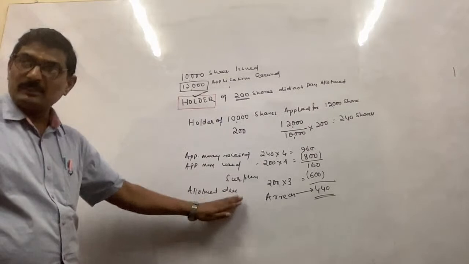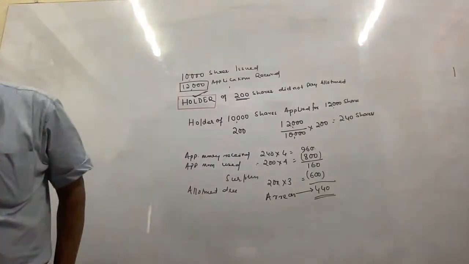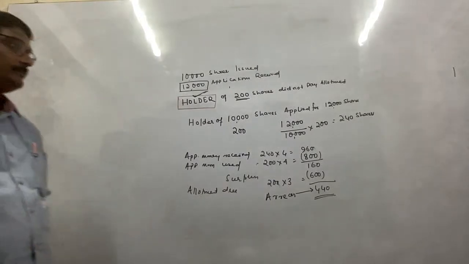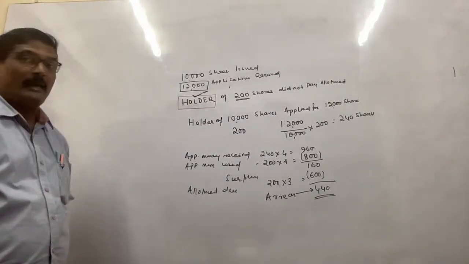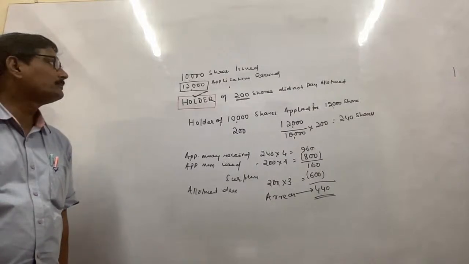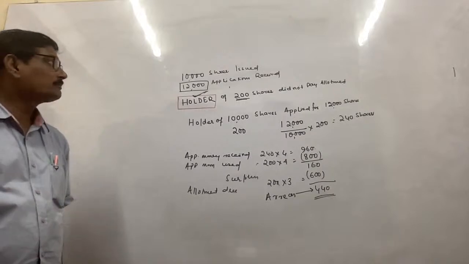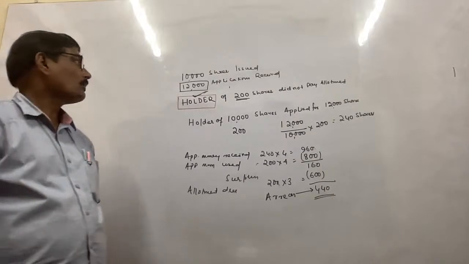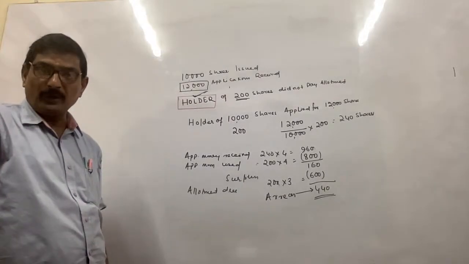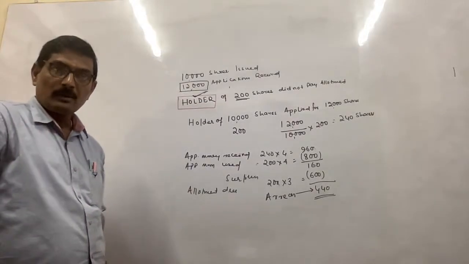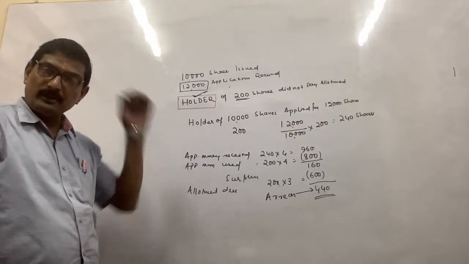Write down the entries for this part. First one, for application money received. For application money received, 12,000 into 4, that is 48,000. For application money received, 48,000.